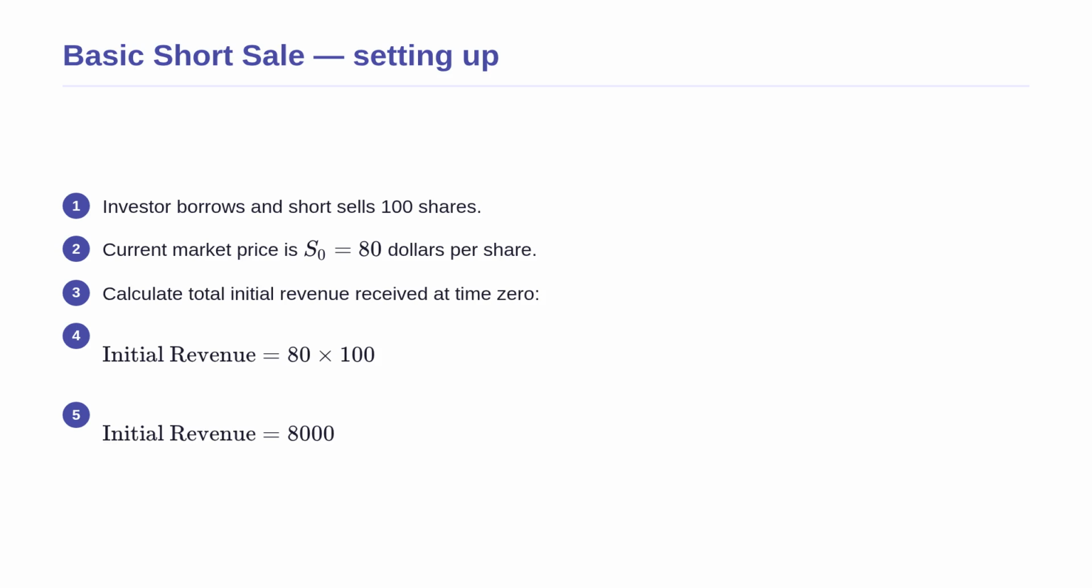Now that we have our formula, let us apply it to a concrete example. Suppose an investor believes a stock is overvalued and short sells 100 shares. The current market price is $80 per share. First, we need to find the total cash received upfront. We multiply the $80 per share by the 100 shares sold. This gives us an initial revenue of $8,000. This cash sits in the brokerage account. But remember, the investor still owes the broker 100 shares.